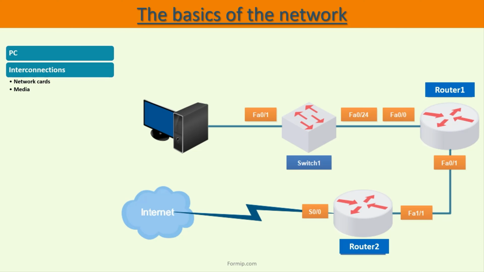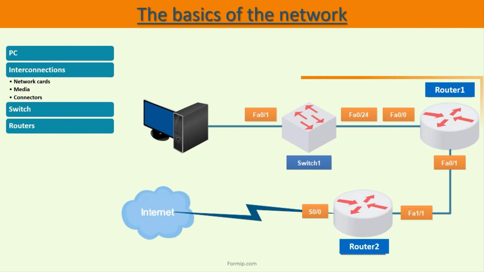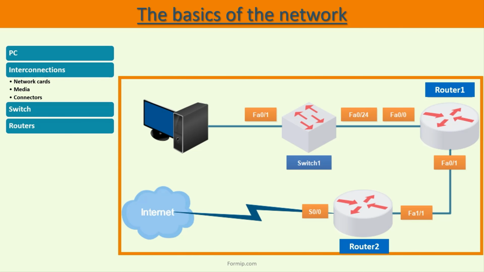Media. These are network cables or wireless protocols like Wi-Fi. And connectors. This is the plug that plugs into the network card. Going back to the components. There are switches. These are devices that provide a network connection to end devices like PCs. And there are routers. They serve the role of interconnecting networks and choosing the best path for each destination network.